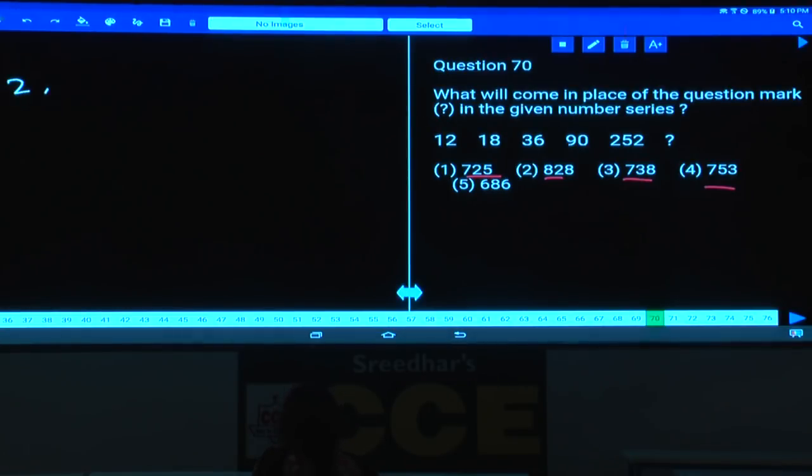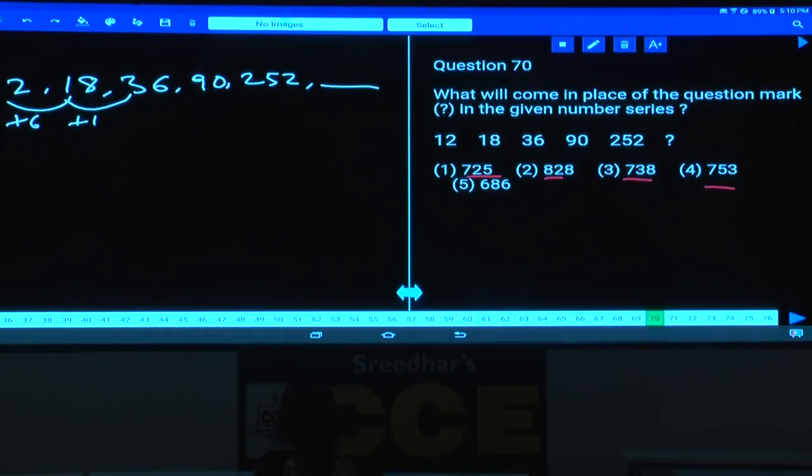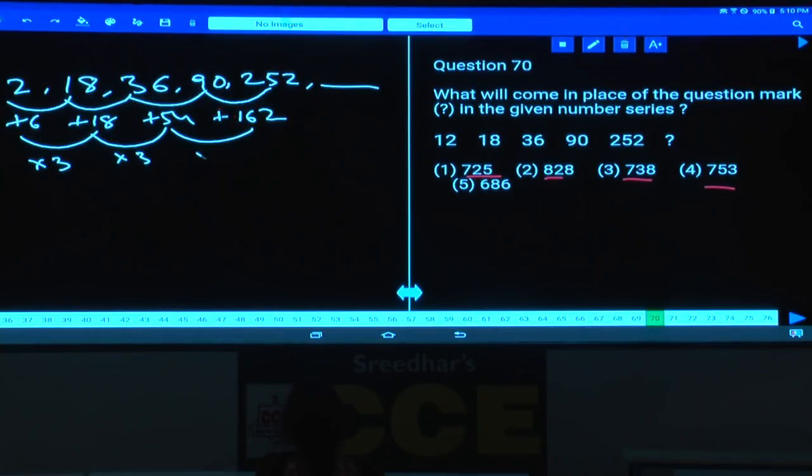Now this is 12, 18, 36, 90, 252. Then tell me what is the difference between these numbers? Here the difference is 6, then 18, then 54, and the next difference is 162. So how to represent these numbers? 6 into 3 is 18, 18 into 3 is 54, 54 into 3 is 162, 162 into 3.